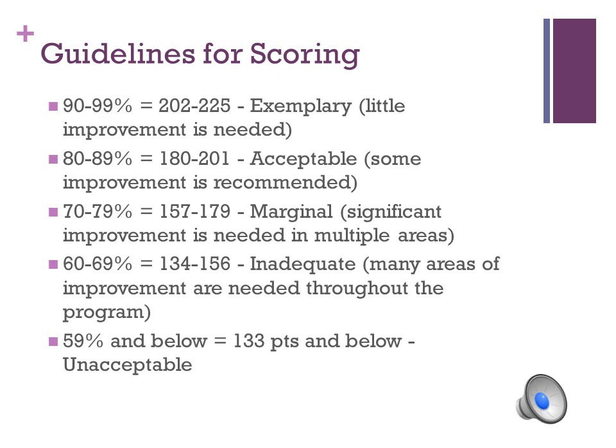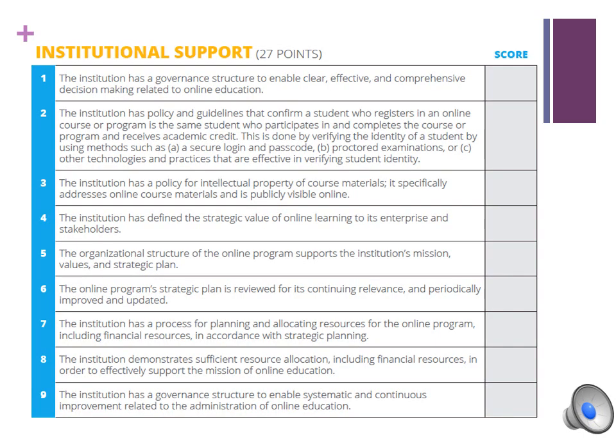points, would equal unacceptable. Here is a snapshot of the scorecard for one category, showing each of the 9 indicators for the first category of institutional support. You self-score the program a 1, 2, or 3 in the boxes provided.